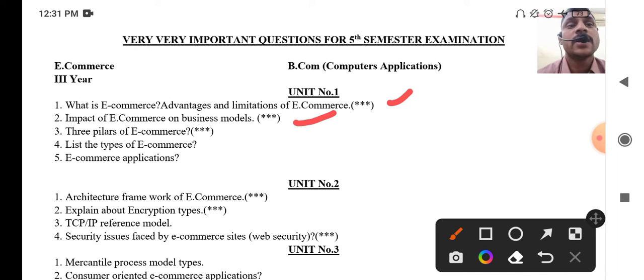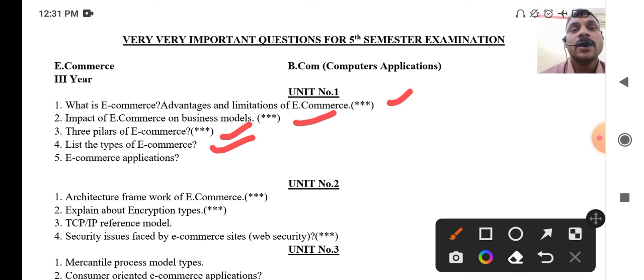Then when it comes to the next question, impact of e-commerce on business models. Again, we have to write the different types of business models which are available. Next comes the third question, three pillars of e-commerce. Now, you know, very important three pillars are there: one is electronic information, electronic relationship and electronic transaction. Now about all these three things we have to explain.